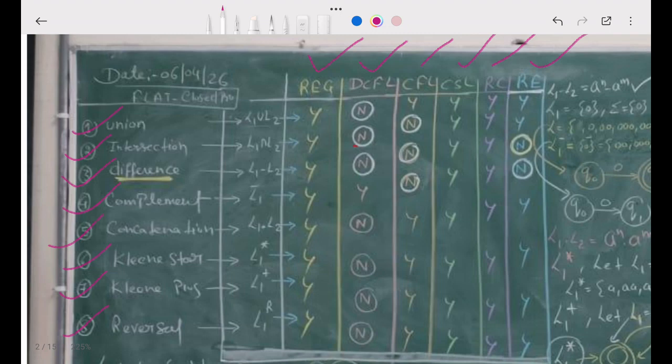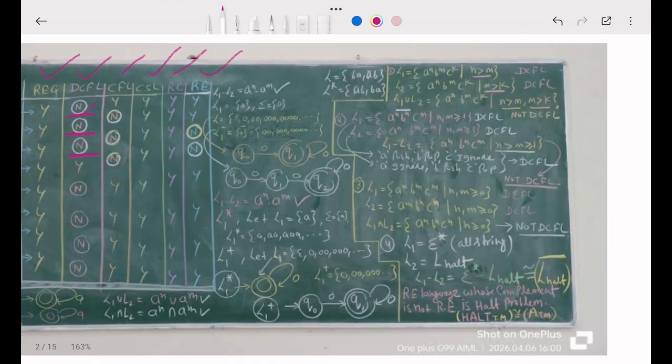So in this question you have to write, if two languages L1 and L2 are CFL, then its union is CFL. Okay, also intersection is not CFL. Also difference is not CFL. Okay, you have to learn this. Why do we explain here?